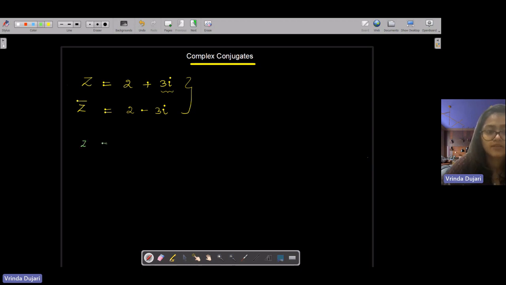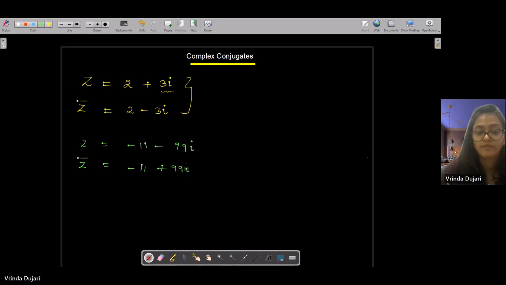Let's take one more example. Let's say that we have z is equal to negative 11 minus 99i, and you want to find out what will be the value of z bar. So as I said, you will not change the real part. So negative 11 will stay negative 11, and negative 99i becomes positive 99i. So these two are called conjugate pairs. Both of these are conjugates of each other.